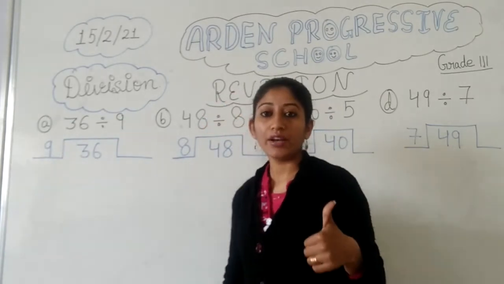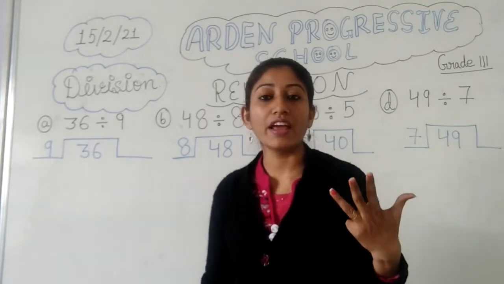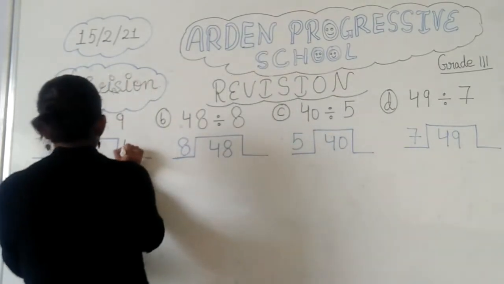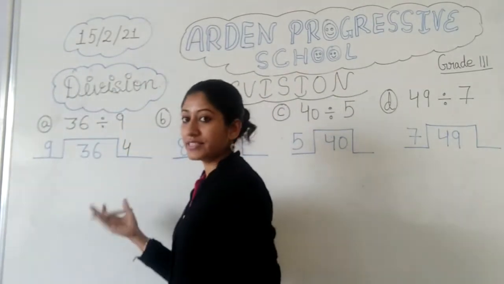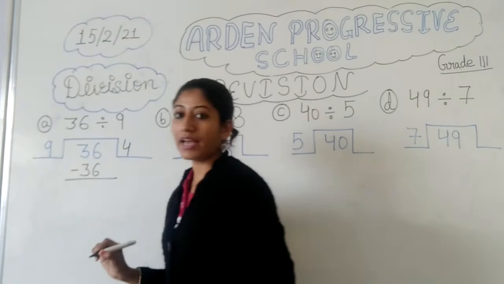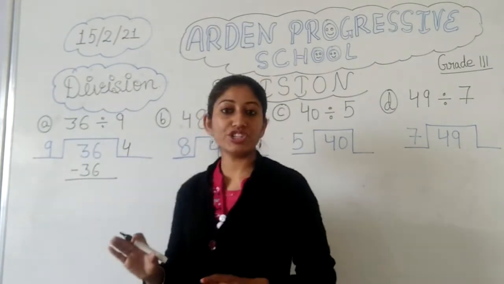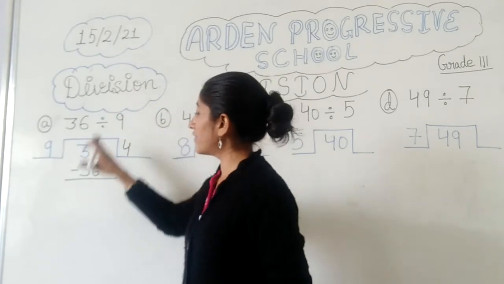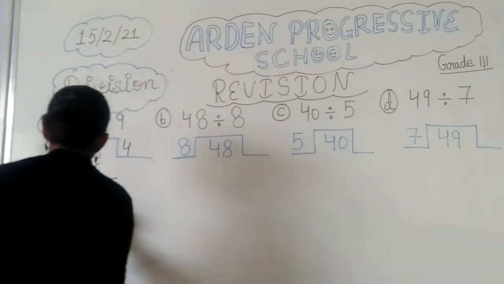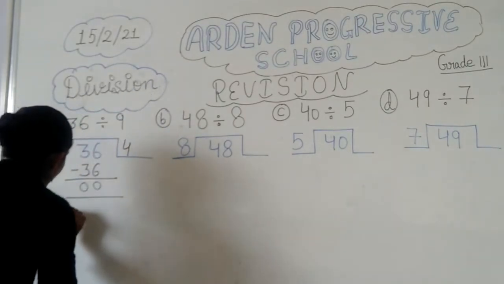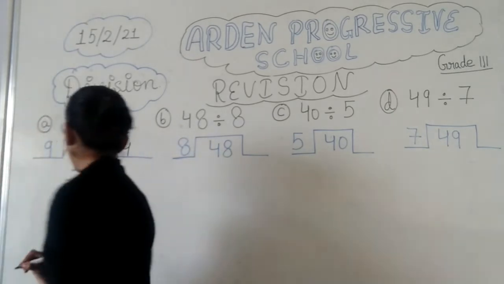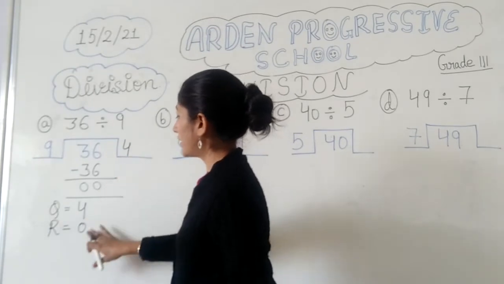9 ones are 9, 9 twos are 18, 9 threes are 27, and 9 fours are 36. 9 fours are 36. So what will come here? 4 will come here. 9 fours are 36, and we simply write 36, and after minus what will we get? You know, na, as in multiplication we do addition, in the same way in division we have to do subtraction. So after subtraction what are we getting? 0. So what is the answer? The quotient of this is 4 and the remainder of this is 0. Okay, the quotient is 4 and the remainder is 0.